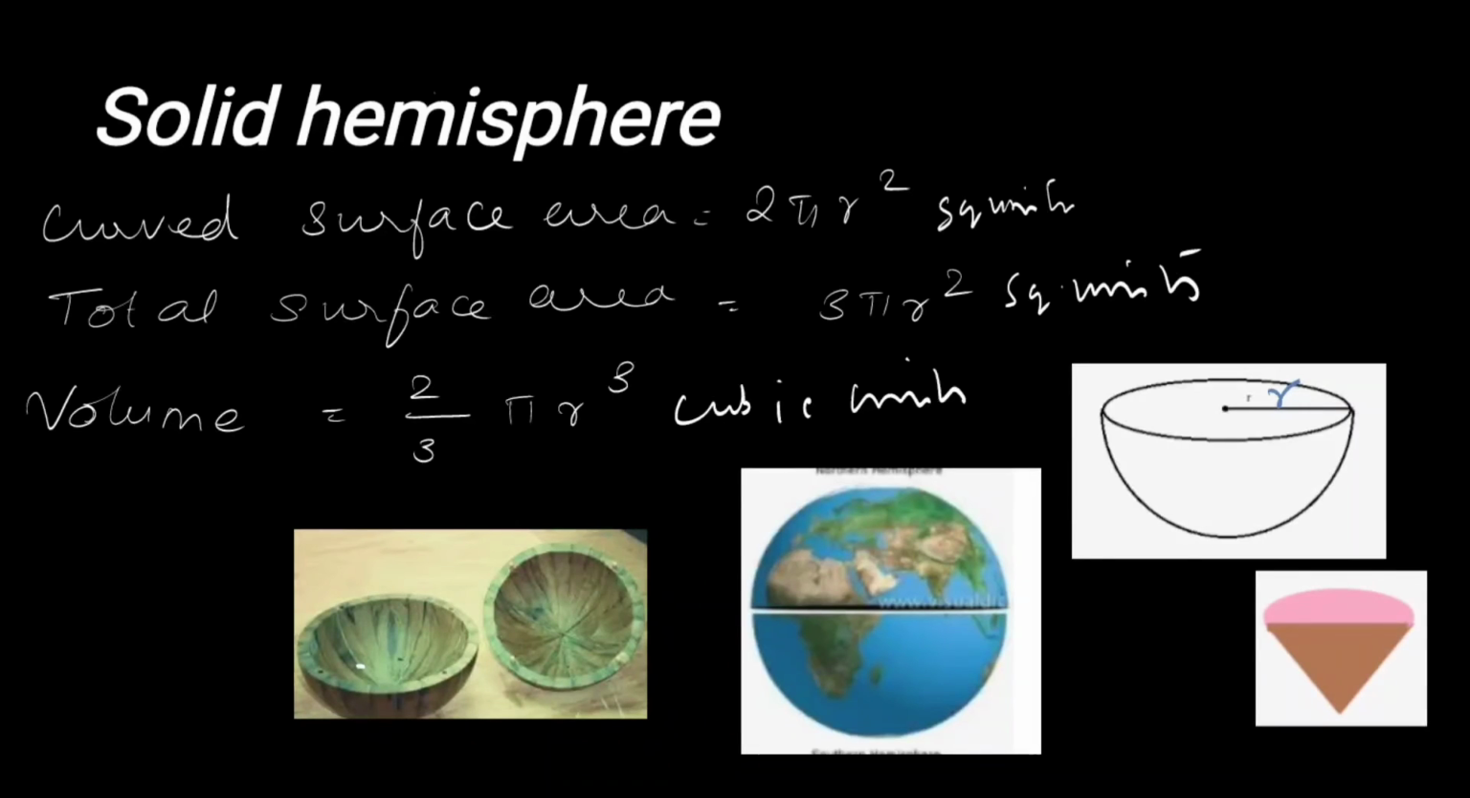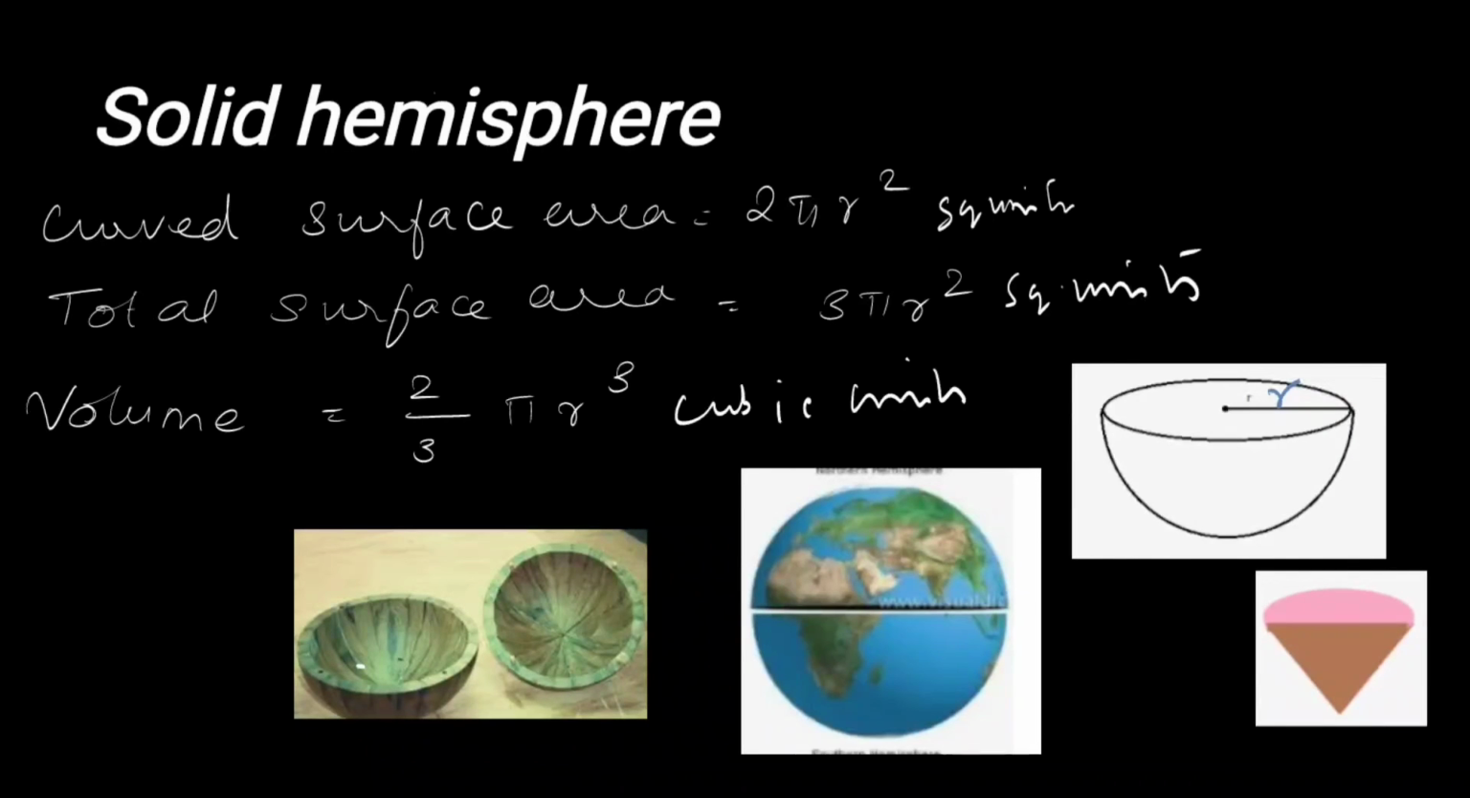Next, total surface area is nothing but we are going to add the upper part. When a hemisphere is taken, the upper part remains a circle. The part which is cut into two has a circle on it. So the total surface area of a solid hemisphere is 3 pi r square. Volume of a solid hemisphere is nothing but half of the volume of the sphere, which is 1 by 2 of 4 by 3 pi r cube, which is nothing but 2 by 3 pi r cube cubic units.